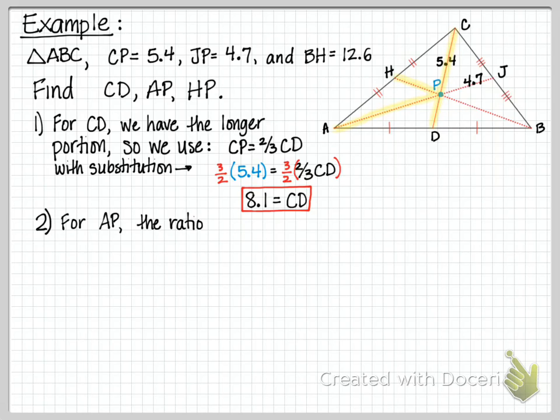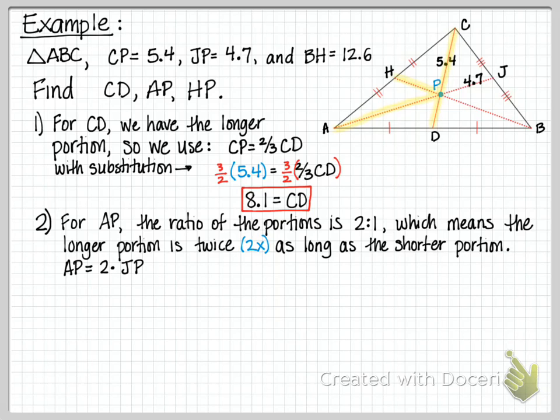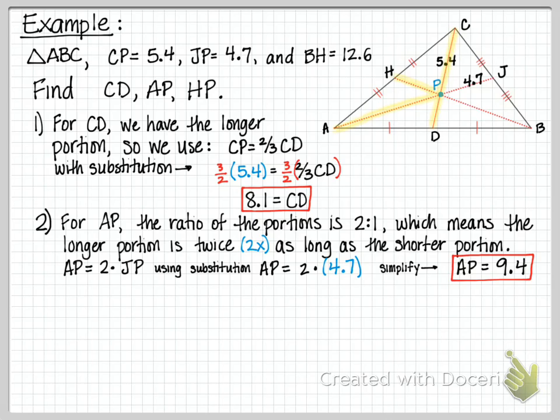For part 2, for the length of AP, we remember that the ratio of the longer to the shorter is 2 to 1, which means, like we said earlier, the longer portion is twice as long as the shorter portion. So we have the formula: AP is equal to 2 times the length of JP. Substitute in what we know, and then simplify. And we get the length of AP is 9.4.